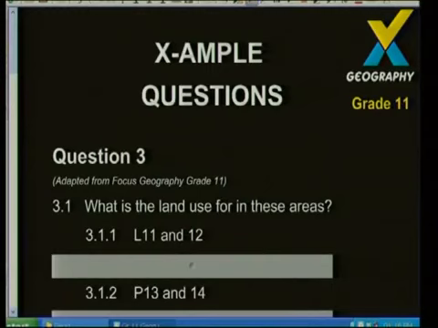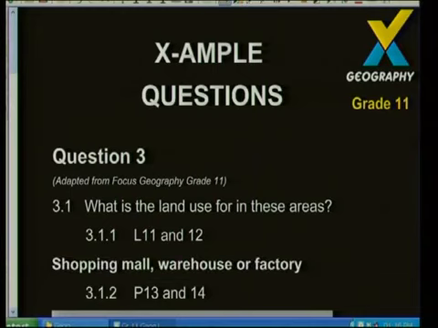What is the land use in these areas, L11 and L12? I'm going to open up that answer. It says shopping mall, warehouse, or factory. How did we get it to be a shopping mall, warehouse, or factory? We're not 100% sure. If the map gave us more details, we would be able to look at it down there. So let's look at this.